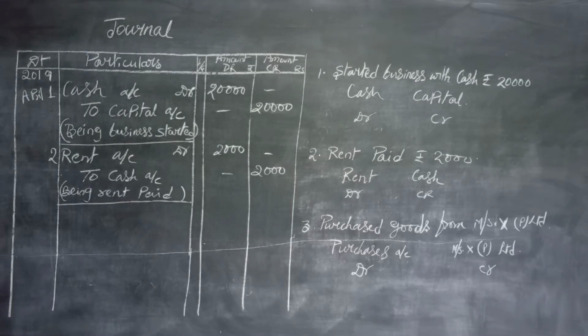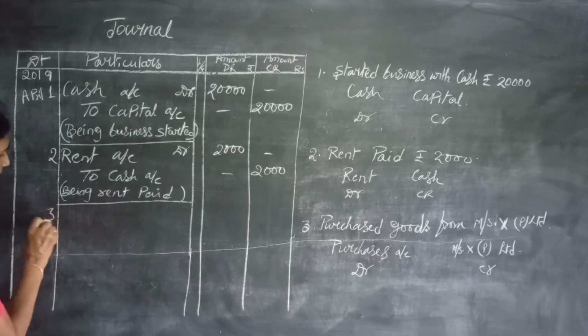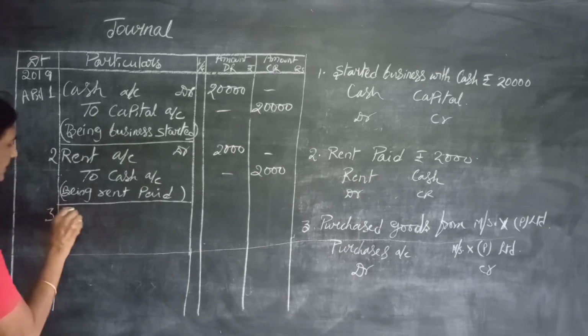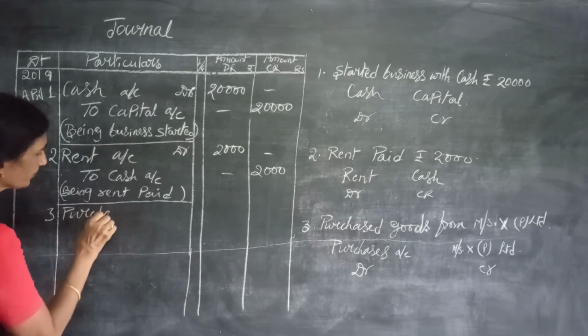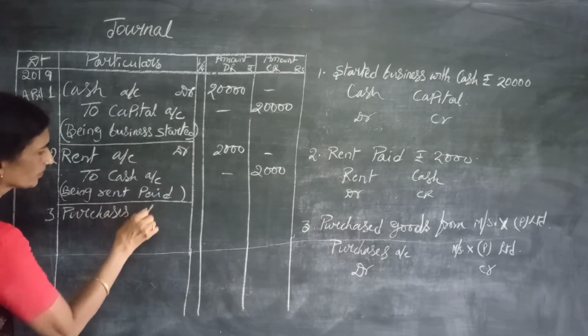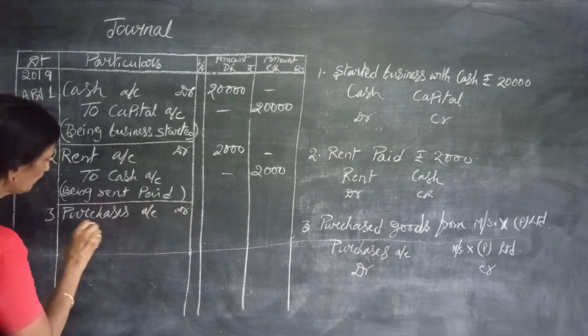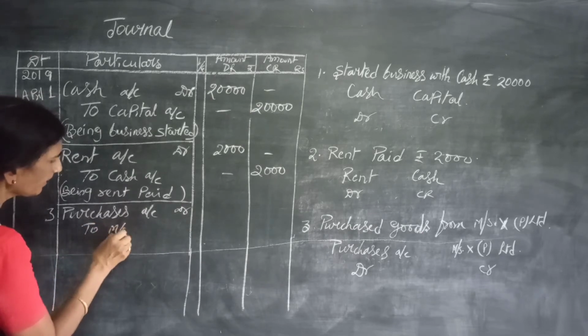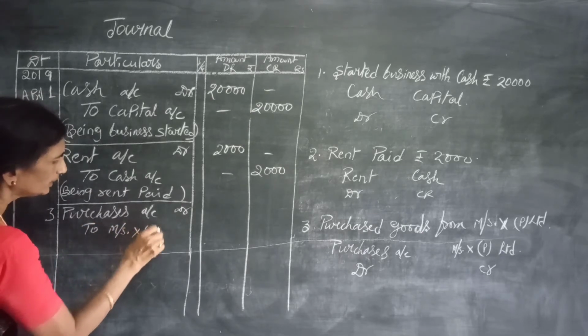X Limited's account. So purchases account, debit, expenses, and X Limited, so they are the provider, creditor, liability. So increase of liability, or the giver of the goods. Credit the giver, we have seen. See, say for example on 3rd of April, purchases account debit to Messrs. X Private Limited.